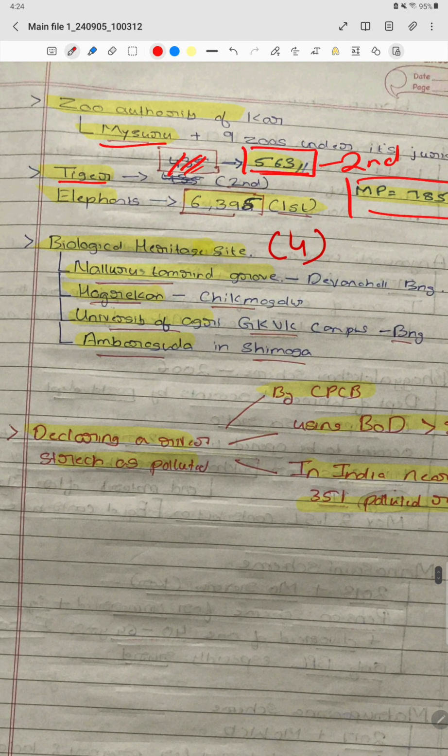If you look at the elephants in Karnataka, they are 6,395, and we are first. Then how many biodiversity heritage sites are there in Karnataka? There are four: Nallur Tamarind Grove of Devanahalli, Bangalore; Hogrekhan in Chikmagalur; the University of Agriculture, that is the GKVK campus of Bangalore; then Ambaragudda in Shimoga.